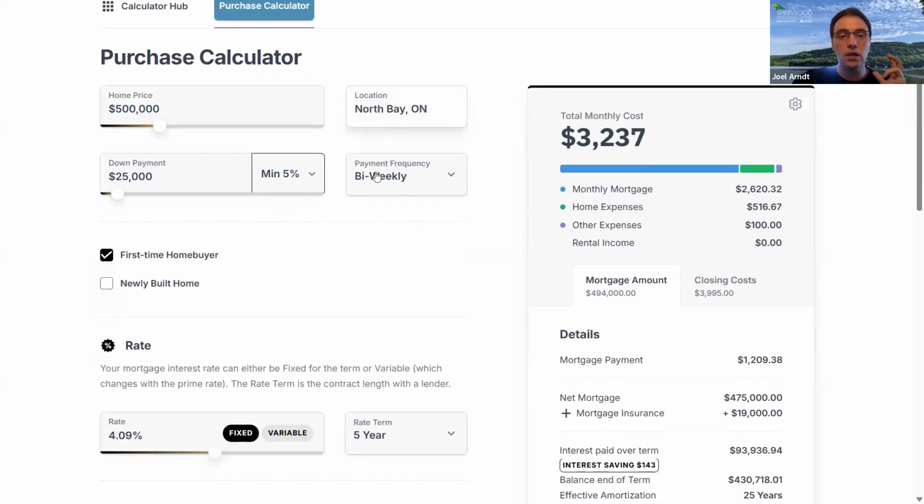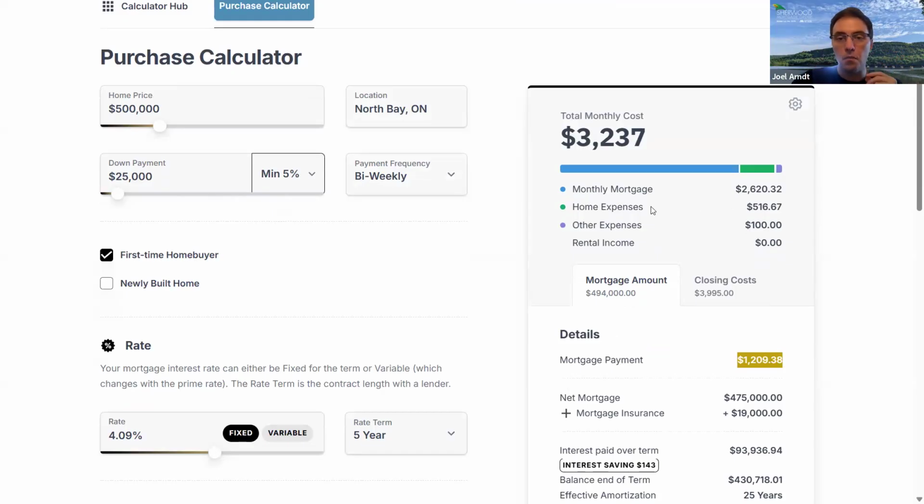If you don't want the monthly mortgage cost, but you want the bi-weekly mortgage cost, you want to see what's coming out of your bank account every 2 weeks, under details, you have your mortgage payment, and there it is. So that's $1,209.38 every 2 weeks.